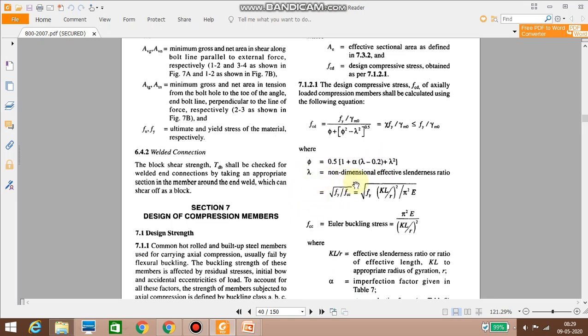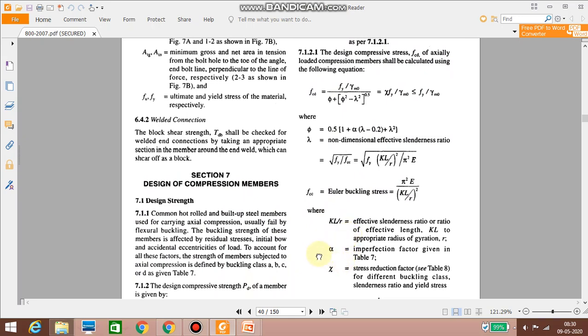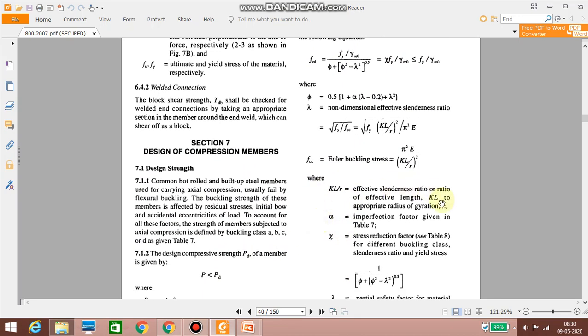Now lambda is a dimensionless effective slenderness ratio, which can also be calculated equal to square root of Fy divided by FCC. What is FCC? FCC is nothing but Euler buckling stress, which is given by pi square E divided by KL by R whole square. So when I substitute it in the above formula, the formula for lambda becomes square root of Fy into KL by R whole square divided by pi square into E, where KL divided by R is nothing but effective slenderness ratio, or a ratio of effective length KL to the appropriate radius of gyration R.